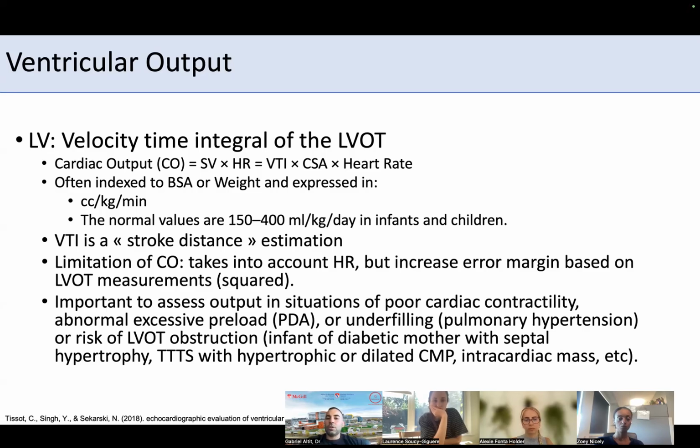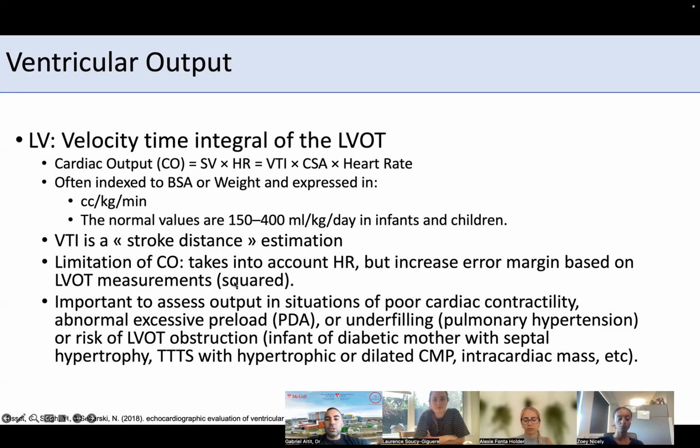When I get to the 300 to 400, it's often because there's a PDA physiology with tons of blood flow coming back to my LV. And because of that and the Frank-Starling curve, you get much more contractility, and these patients get more output secondary to that.